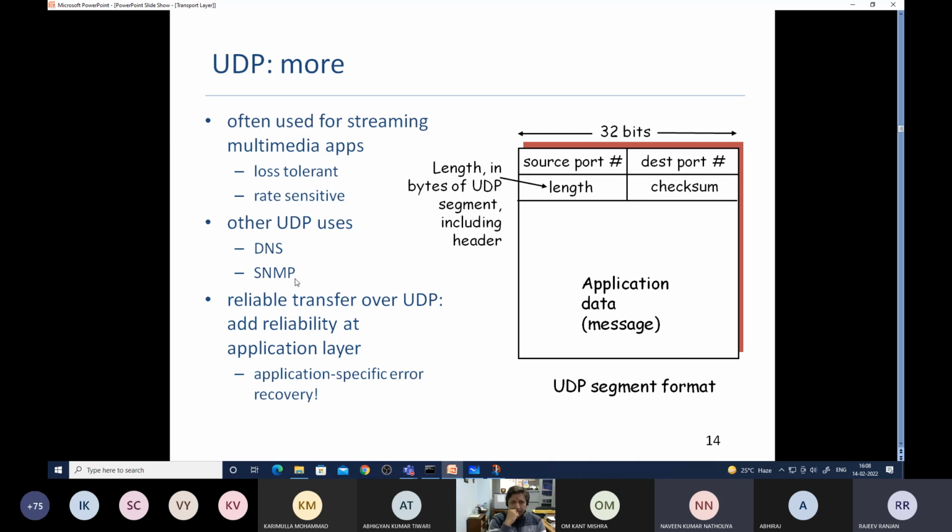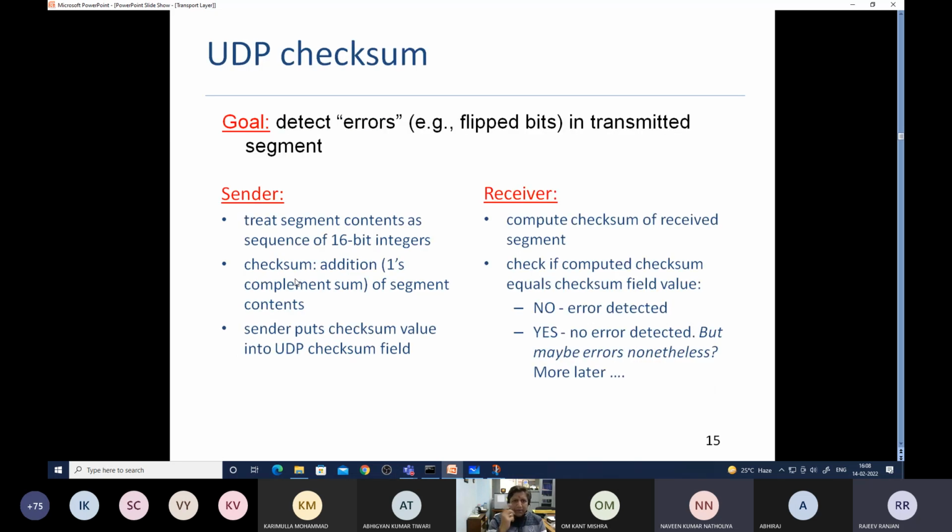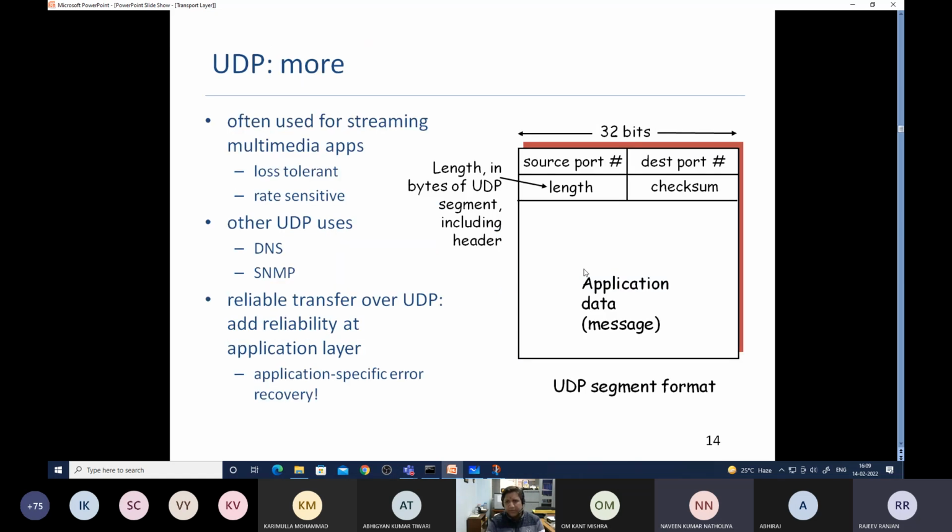So what is the UDP checksum? It detects errors in a transmitted segment. It's not correcting or taking any action, it is just detecting errors. And if an error is detected, that particular packet will not be provided to the application. The sender will treat segment contents as a sequence of 16-bit integers. The checksum is created as the ones complement of the segment contents, and that checksum value is put in the UDP checksum field of the UDP header, a 16-bit field.